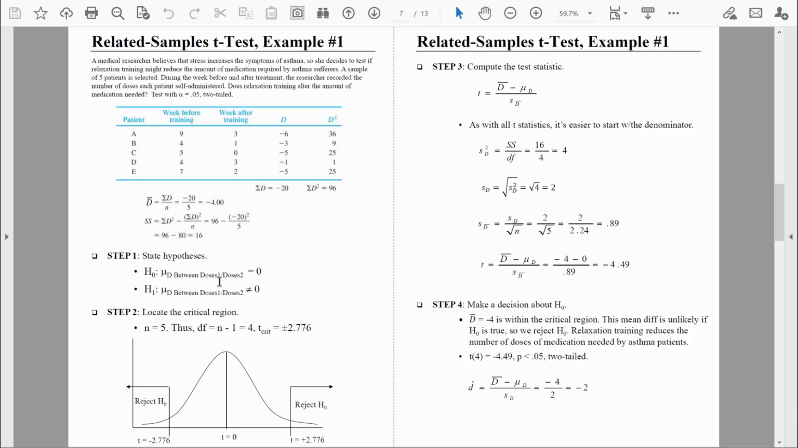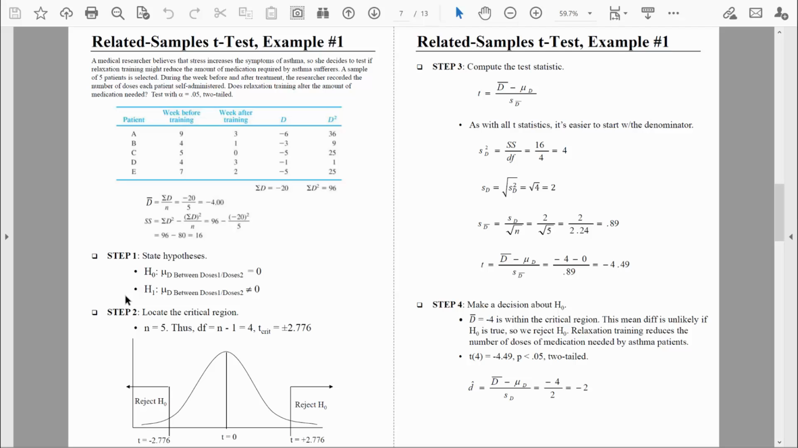We're doing a two-tailed test, so our alternative hypothesis needs to state every other possibility. So it states that the population mean difference in doses from time 1 to time 2 is something other than 0. That leaves open the possibility that we might find statistically significant results in either direction. We might find that the relaxation training lowers the number of doses that the people self-administer, but of course, we might find the opposite result. We might find that after relaxation training, the patients self-administer even more doses.